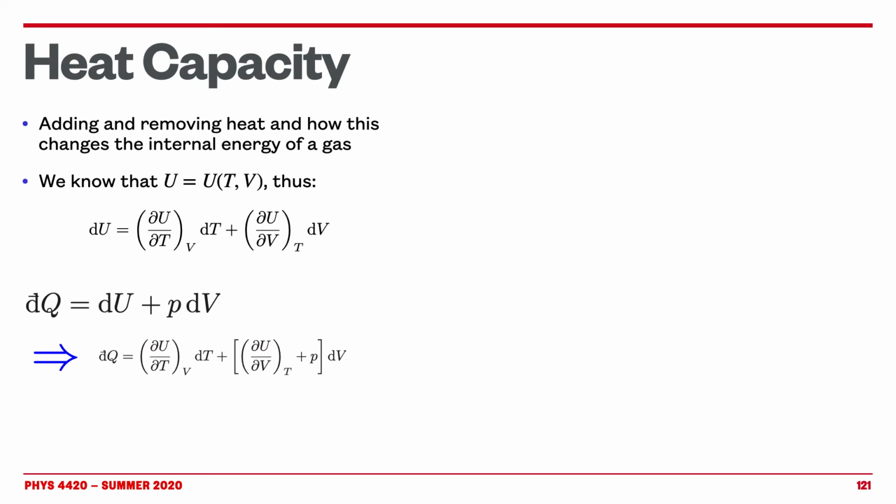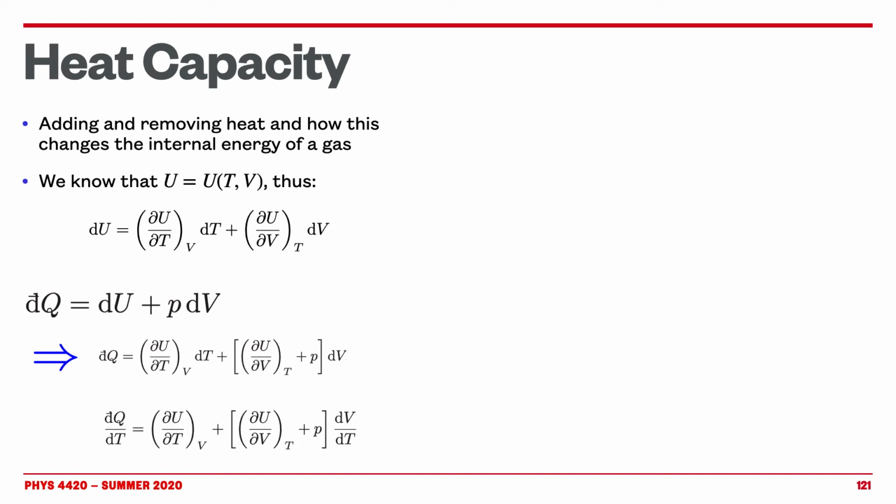Instead, I can substitute the value of dU from the middle of the slide directly in the definition of dQ, right? The first law of thermodynamics. By doing this, I obtain the equation on the right-hand side of the blue arrow, and that's very good because we are getting somewhere.